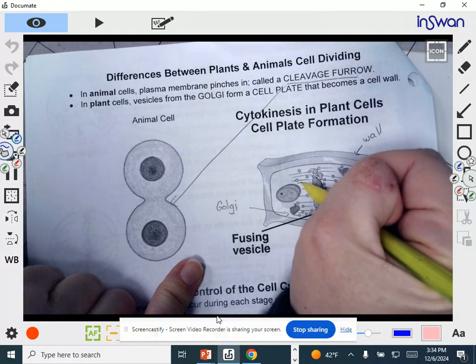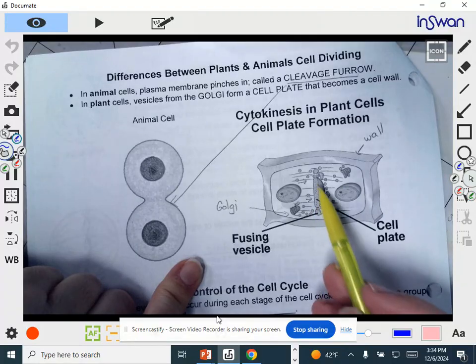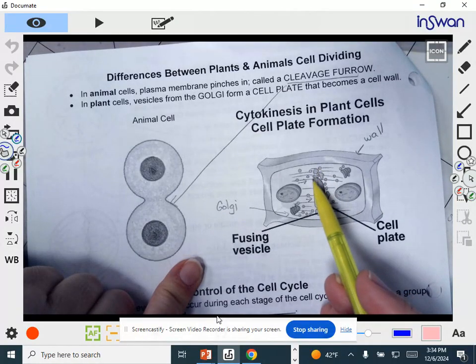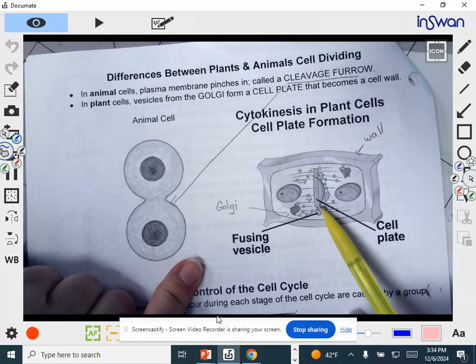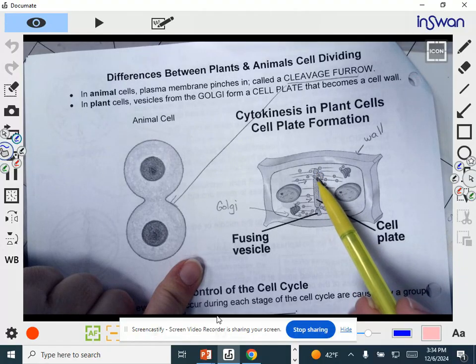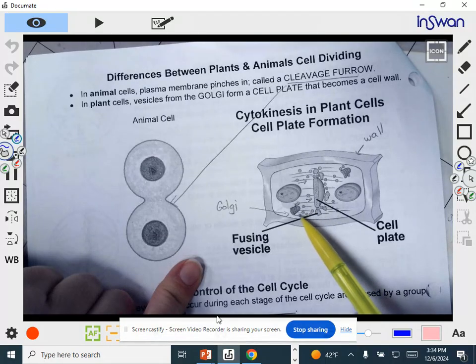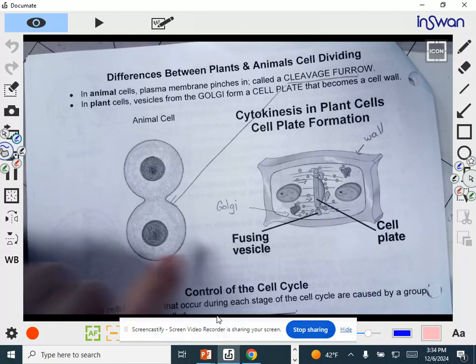These vesicles are being sent to the middle where they will meet, they will fuse together, and if you remember, they're made of phospholipids. So the phospholipids come together to form a bilayer here, and between these two phospholipid bilayers, we will get the contents of the cell wall dumped, because that's what's in the vesicles, is the cellulose and enzymes that are going to be used to build the cell wall.